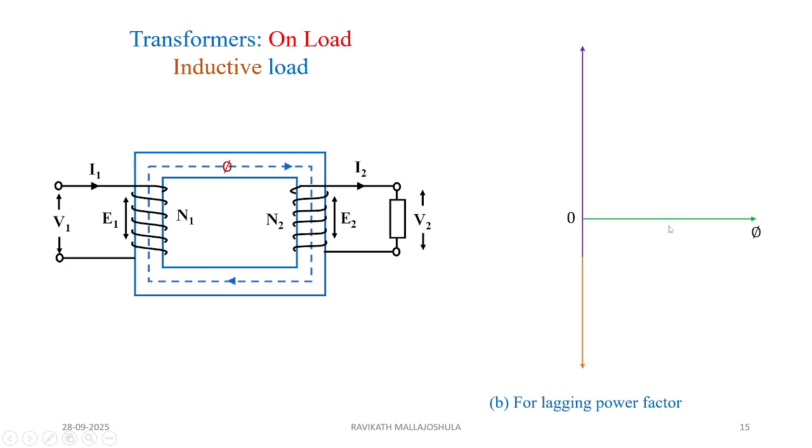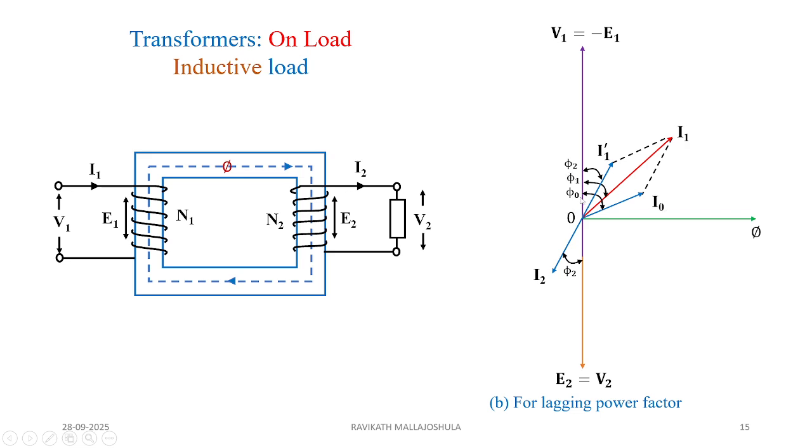So same, we are taking the flux on x direction, on y we have the voltages. So we know that V2 is equal to E2 and V1 is equal to minus E1. Now I0, we know that it's a no load primary current, and I2 is nothing but the current which is lagging the voltage V2 by angle phi 2. And to counter I2 we have I1 dash. Now the vector addition of I0 and I1 dash results in primary current I1. Now already we know that the angle between the V1 and I0 is phi naught, and phi 1 is the new angle between I1 and V1.